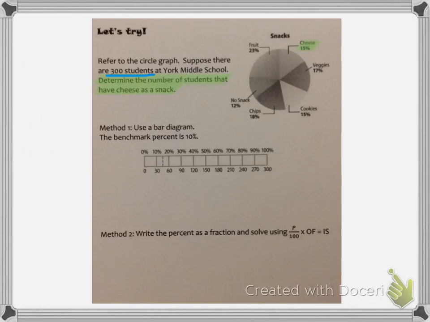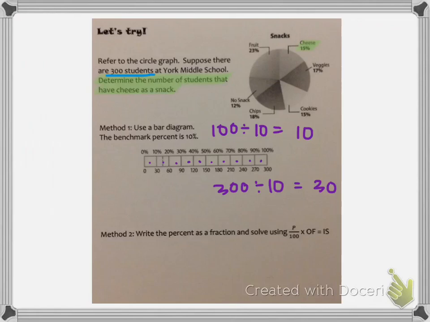Now, if you look at our bar diagram, we have 1, 2, 3, 4, 5, 6, 7, 8, 9, 10 little squares. And the reason that we have 10 squares is because 100 divided by 10, which is our benchmark percent, is 10. So each of these little squares represents 10% because there are 10 squares. Each of them represents 10%. If we added them all up, it would be 100%. And then if you look on the bottom, we're counting by 30s because 300 divided by 10 equals 30. So each of those little squares represents 30 students.